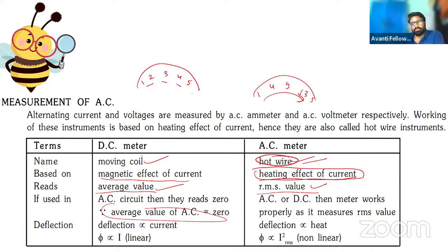AC meter is based on the heating effect of current. DC meter is based on the magnetic effect of current. The name of the AC meter is hot wire. The name of the DC meter is moving coil.